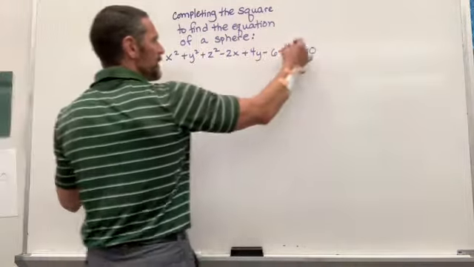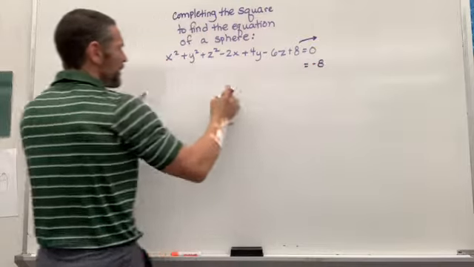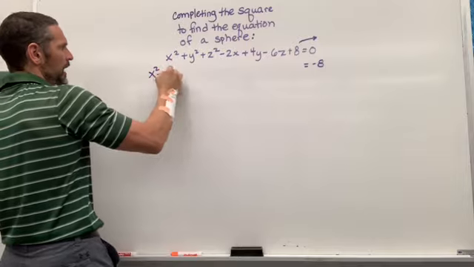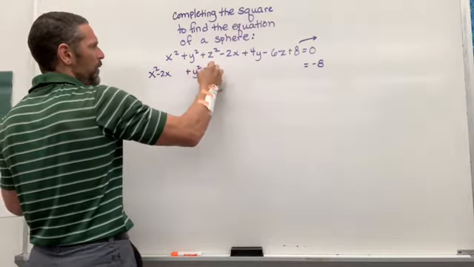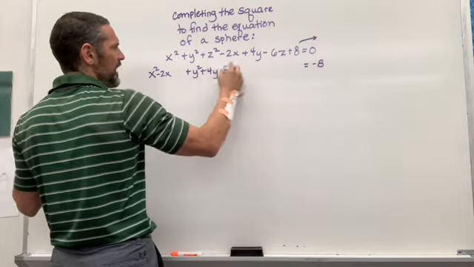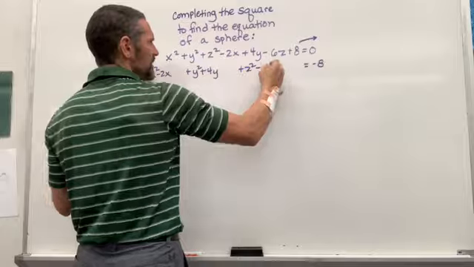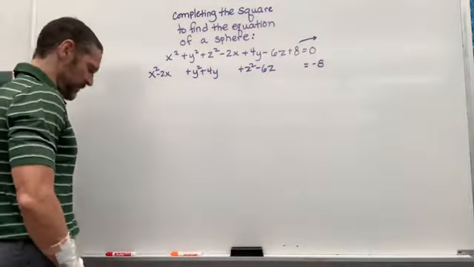So the first thing I'm going to do is jettison the constant to the other side to give us -8 over there and group my x's. X squared minus 2x plus y squared plus 4y, and then finally I'll have plus z squared minus 6z. Now, to this equation, I'm going to start to manipulate.